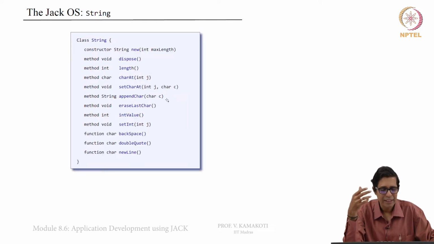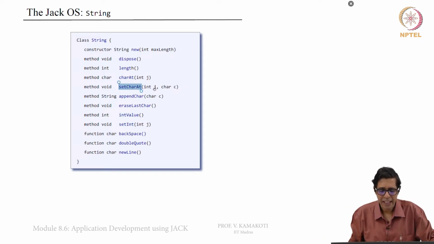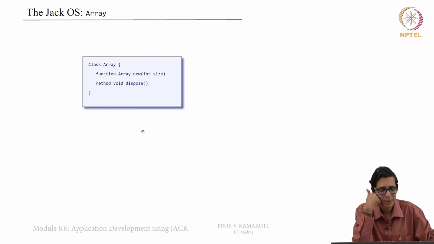For String, again, there are a lot of things. New string, dispose a string, length of a string, character at a particular location in the string, and set the character at a location. So, setCharAt will actually set the character c at the location j. Append the character at the end of the string, erase the last character, int value of the string, set int, backspace, double quote, and new line. So, these are some of the string functionalities of the Jack OS.